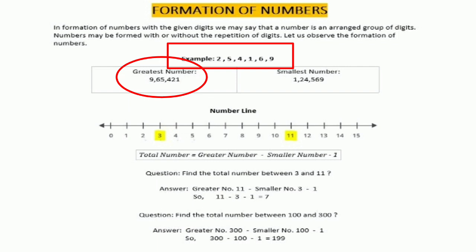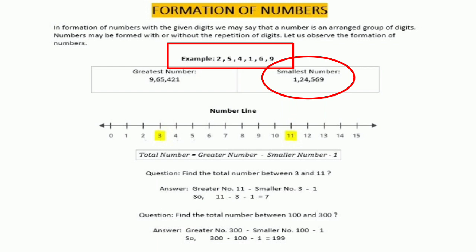How can we read this number? Put a comma here, put a comma here. The number is read as 9,65,421. This is the greatest number formed by these digits. Then come to the smallest number formed using these digits. To find the smallest number, we have to consider the smallest digit. That means this one, 1 is the smallest digit among these.